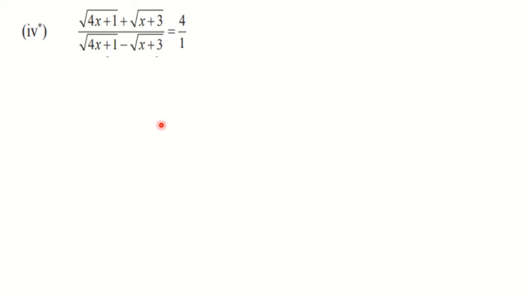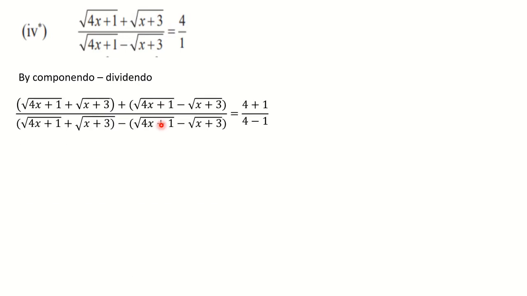The step is exactly similar to the third one. You are going to go for componendo dividendo. That means numerator plus denominator upon numerator minus denominator. See, in the first bracket both the places numerator plus and minus, and in the second bracket both the places we are writing denominator. Similar operation we are doing on RHS also. So 4 plus 1 upon 4 minus 1.